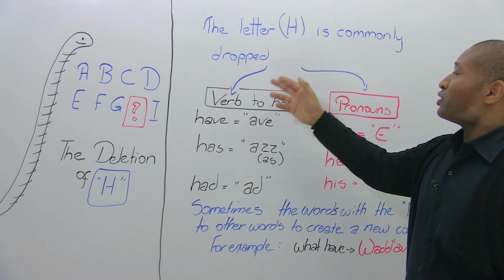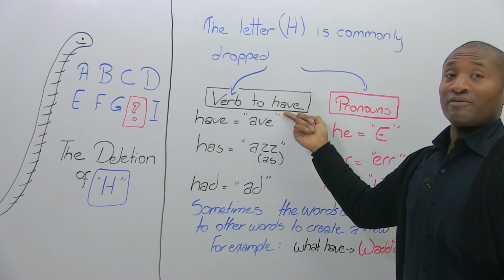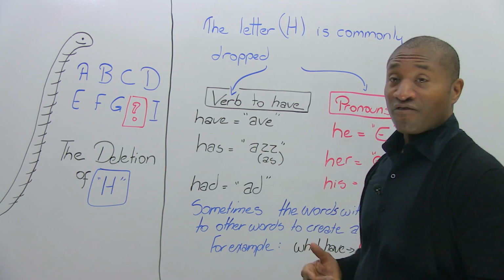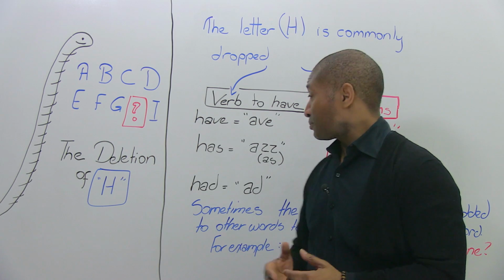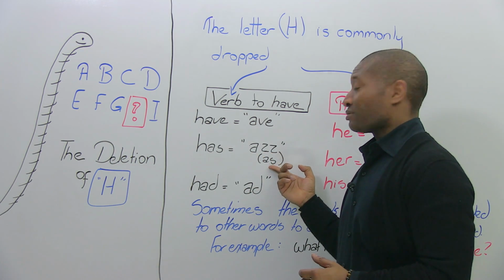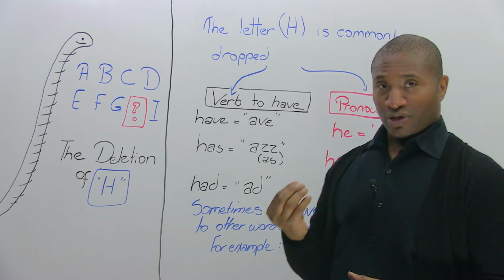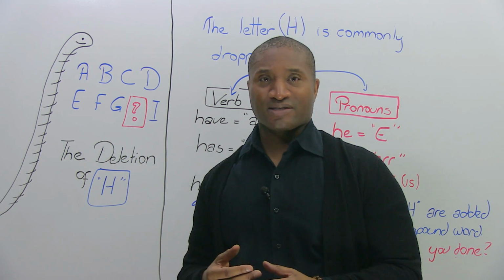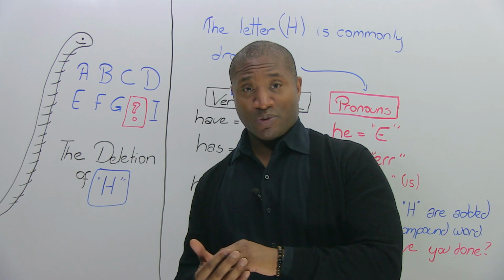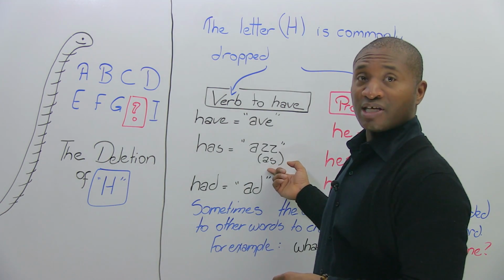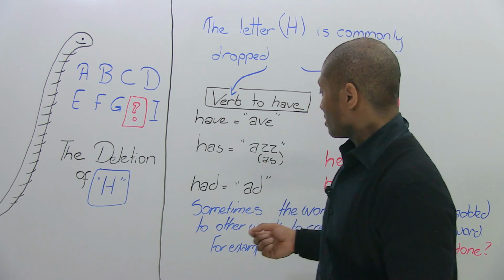The letter H is commonly dropped when we use the verb to have or when we use pronouns. So have, in this case, becomes 'av. Has becomes 'as. And I'm putting the Z sound because in pronunciation, it's not "as" with an S. I know people who speak Spanish or have a Latin background will say it with an S because they see the S, but we say the Z sound.